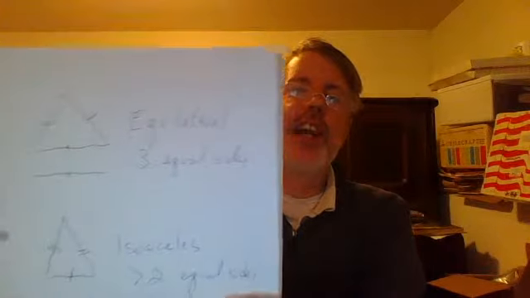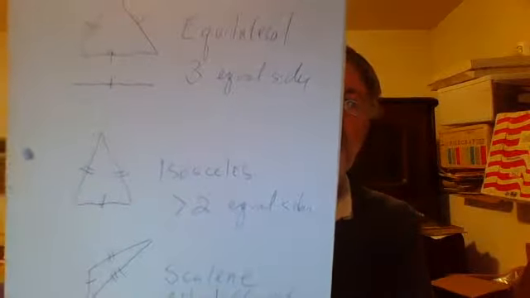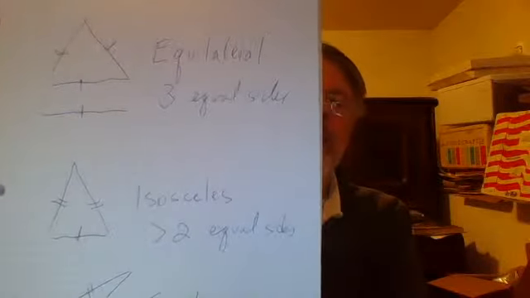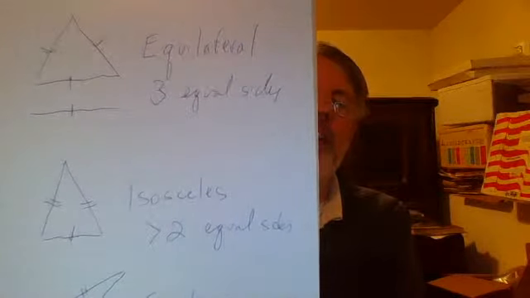The isosceles triangle means that it has two equal sides, or really two or more equal sides. And here, once again, I showed that they're equal by putting hash marks.